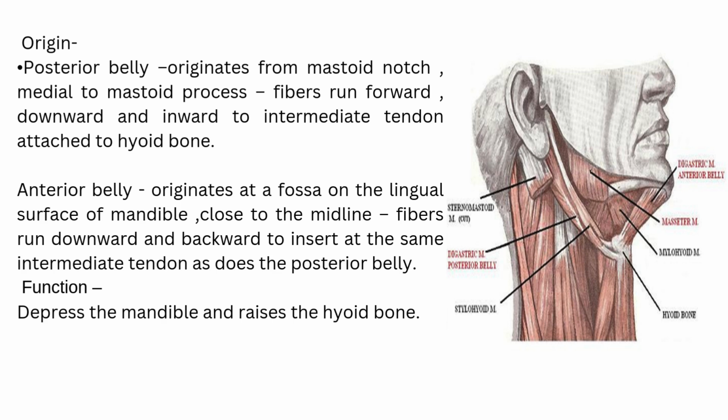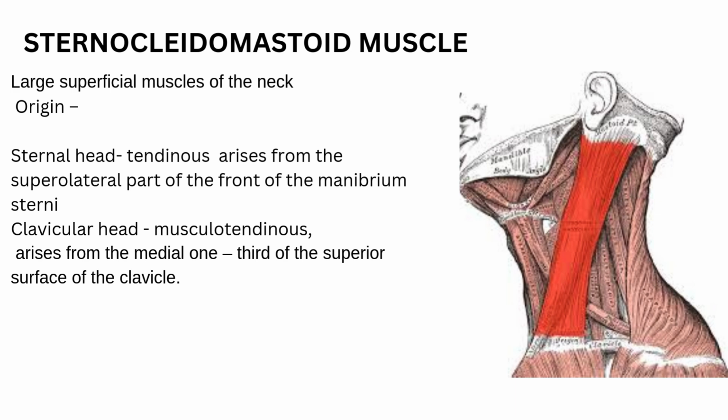The posterior belly of the digastric muscle originates from the mastoid notch, which is medial to the mastoid process. Fibers run downward, forward and inward to the intermediate tendon, which is attached to the hyoid bone, as seen in the picture. The anterior belly originates at the fossa of the lingual surface of the mandible, which is close to the midline. The fibers run downward and backward to insert in the same intermediate tendon, which is attached to the hyoid bone, and basically it depresses the mandible and raises the hyoid bone.